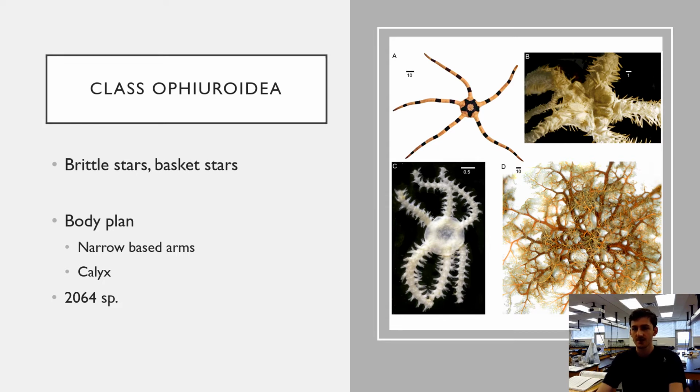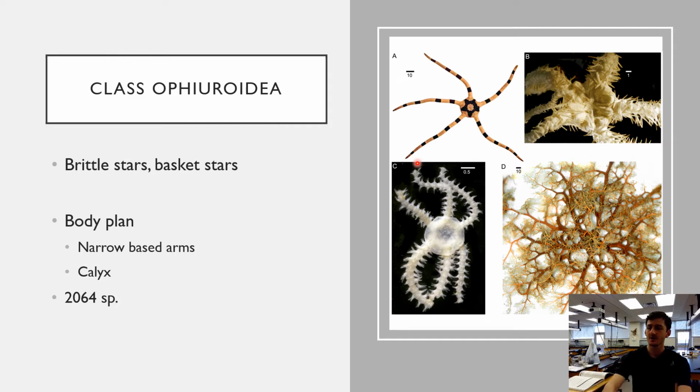So this is the next class. This is the class Ophiuroidea. These are the brittle stars or basket stars, and they have these extremely long legs that you can see right here in this picture off to the side. Each of these legs is extremely long compared to the body itself. Those narrow legs are used to basically move this organism around along a substrate.